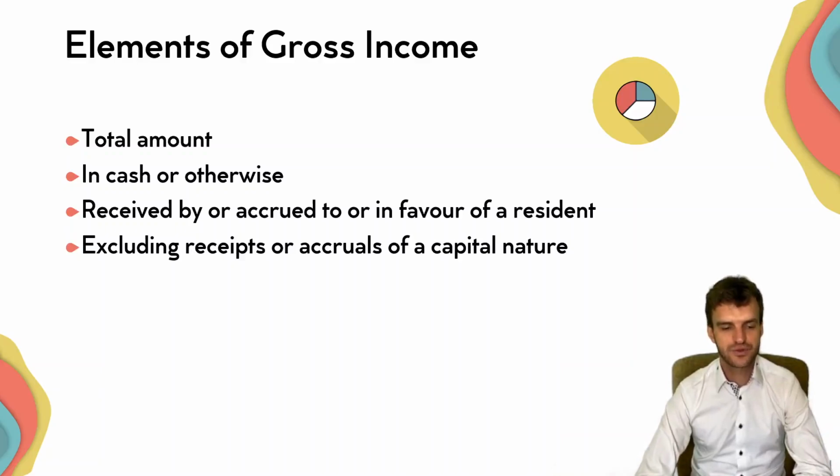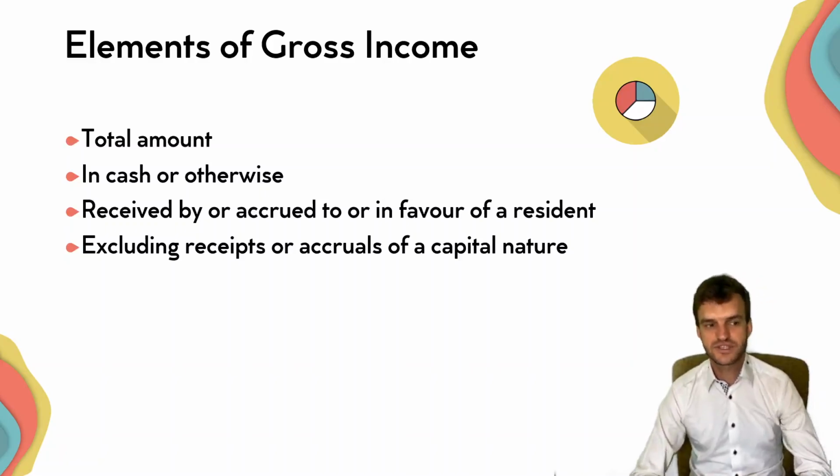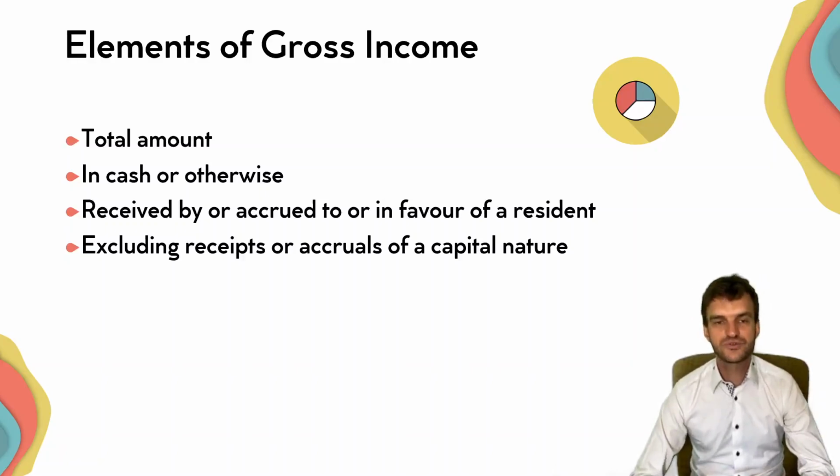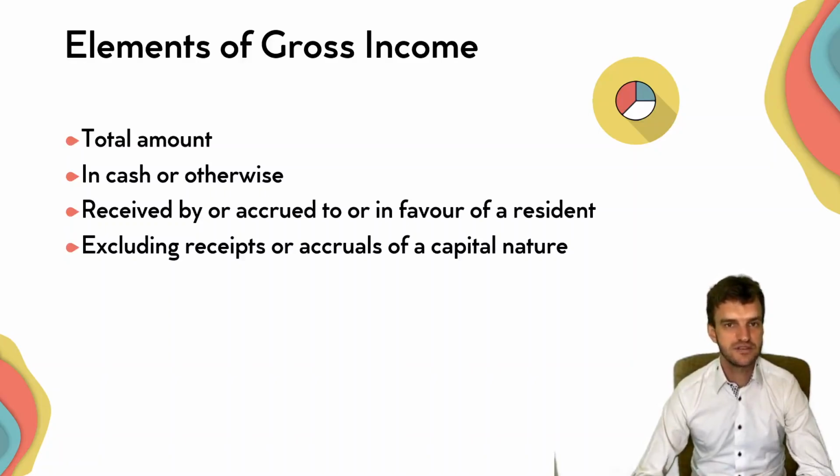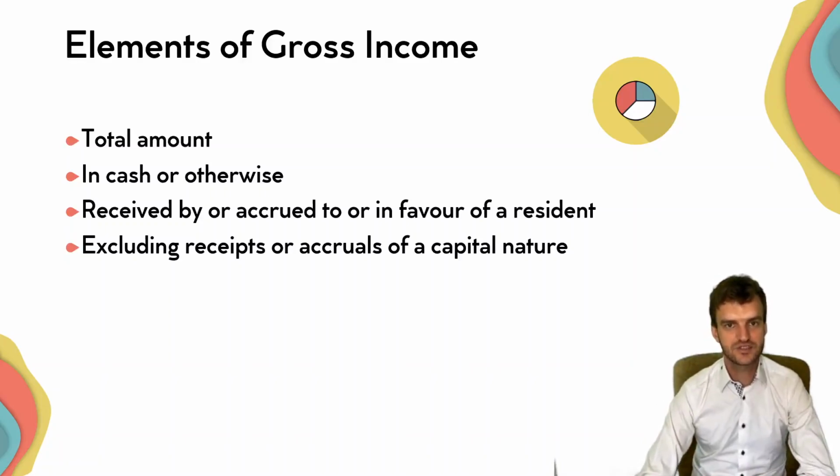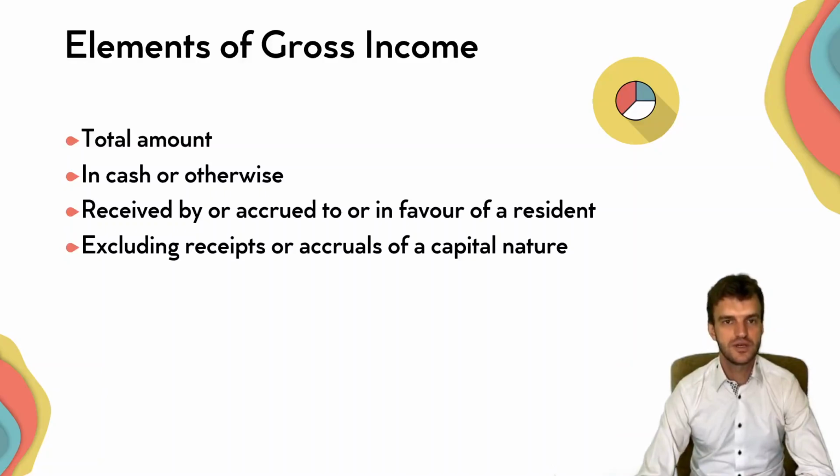If we run through those different parts of the definition, the total amount is quite self-explanatory. It's the total amount of income that must be included in your gross income, not a part of it. In cash or otherwise, so you can receive money, you can receive assets, or you could receive a right to receive money or assets at a later stage. So if someone owes you money, that income already accrues to you at the moment they owe it to you.